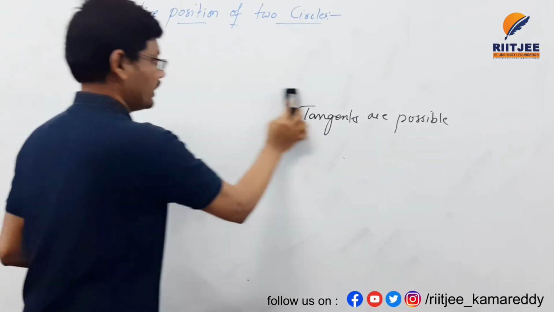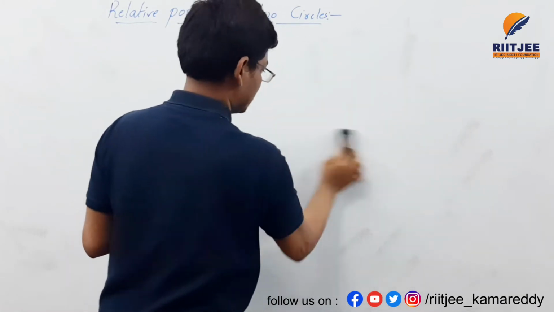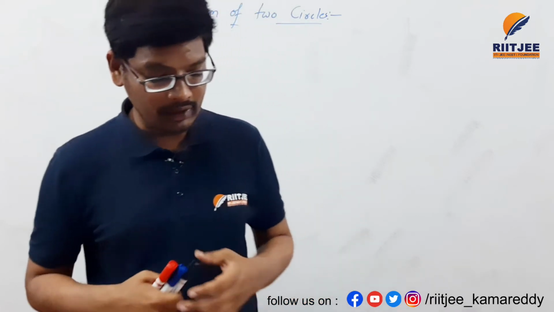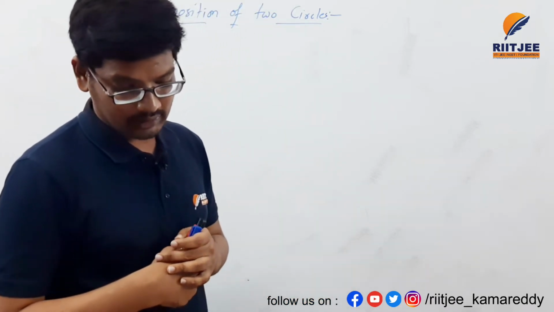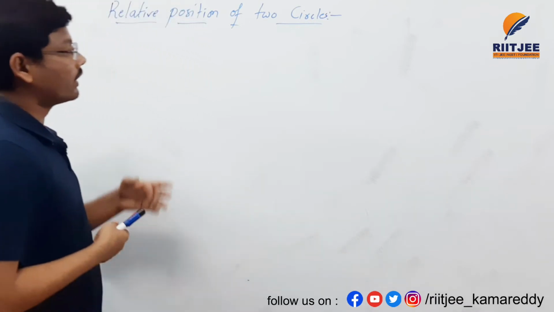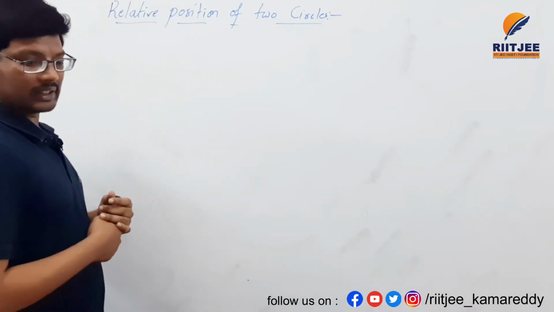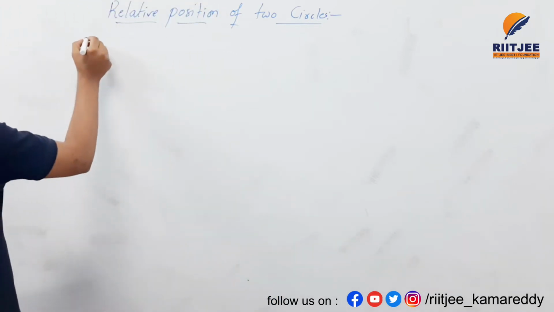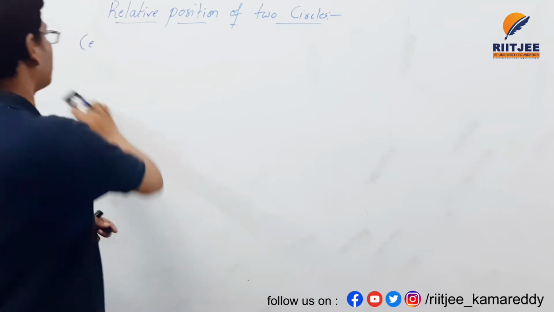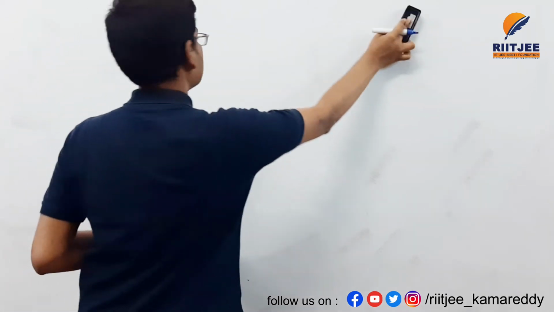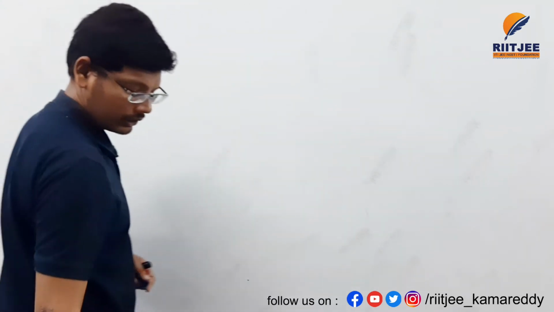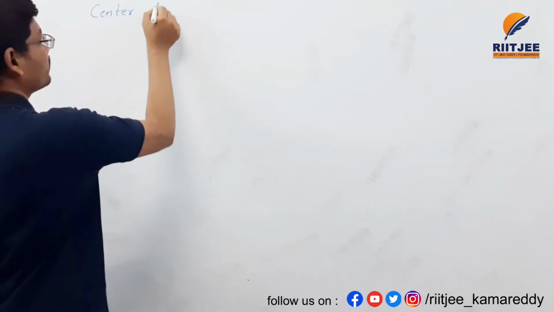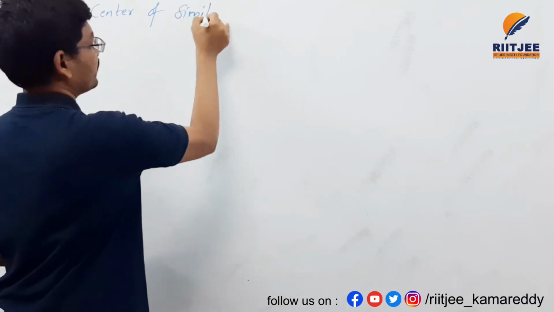These are the 5 cases we have, and this is all about relative positions of two circles with centers C1, C2 and radii R1, R2. The next topic is center of similitude.